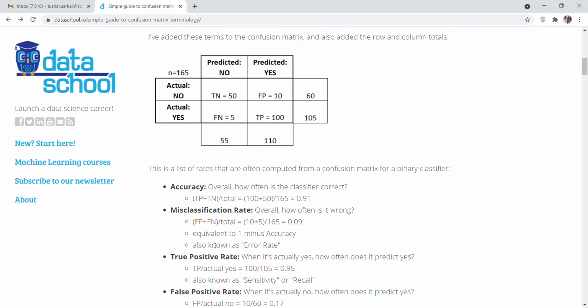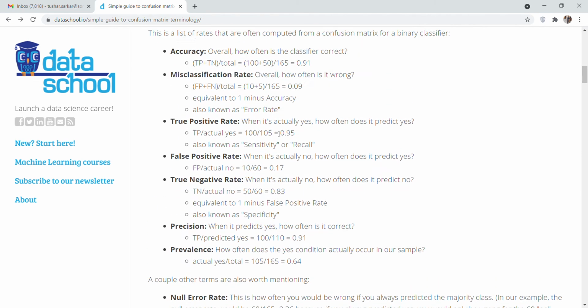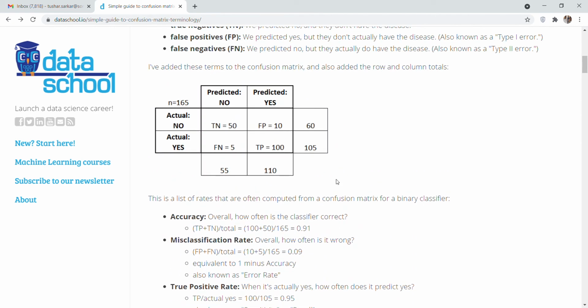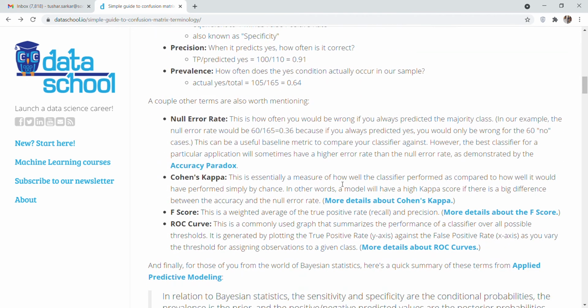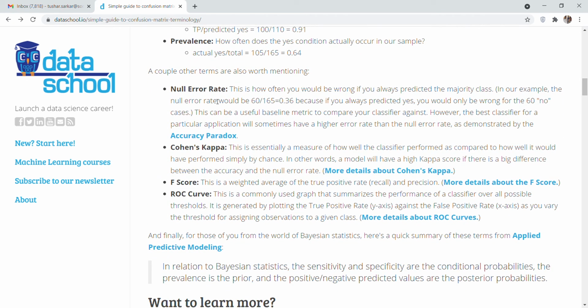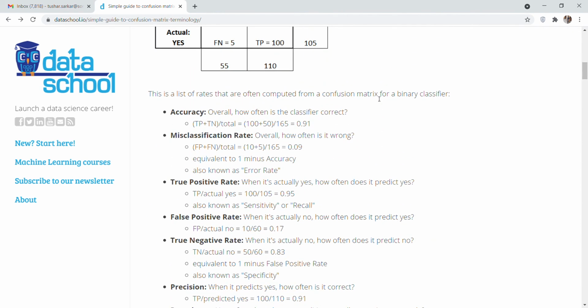So what is the true positive over here? True positive is 100 over actually predicted yes. So how many were actually predicted to be yes? 110. So this is your precision. And then we have some other factors like Cohen's kappa, F score and ROC. I'll put the link of this blog in the description if you want to get into more details. But I hope you understood the basic concept of the confusion matrix and how things go overall.